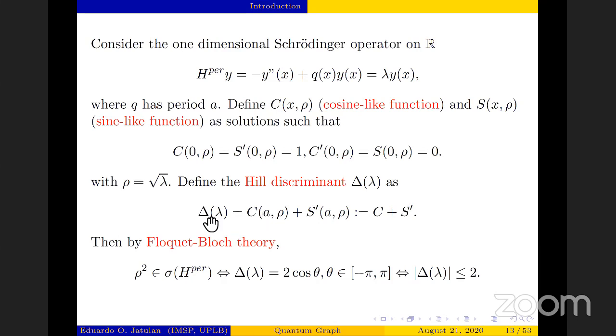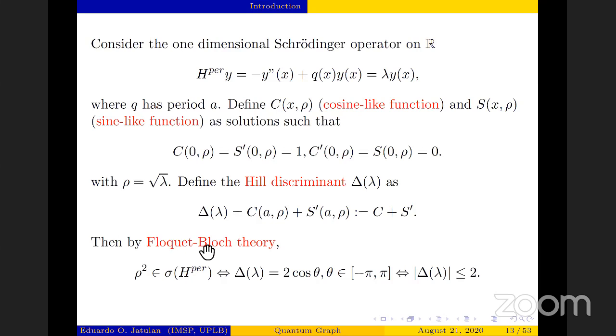So we're going to need these notations later. Another thing I want to emphasize is that if our Q is even, then this C and S prime are equal, so delta will be just 2S prime. So S prime and delta are related if our Q is even.